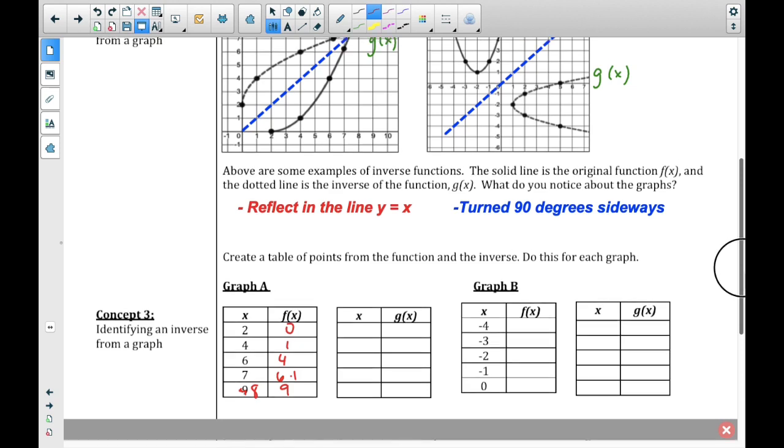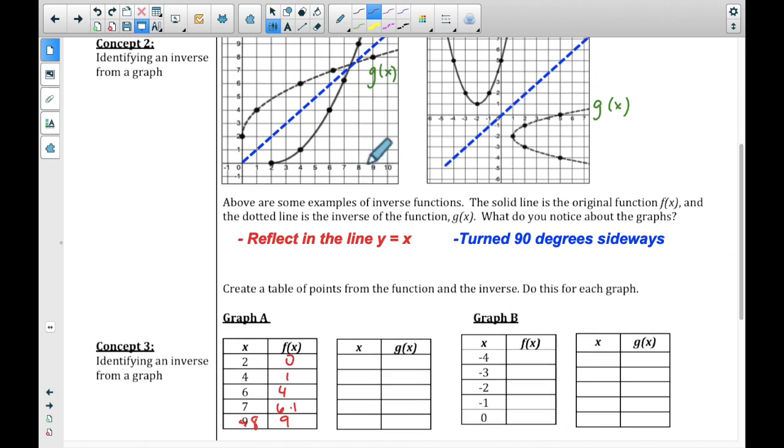Isn't that where it goes through? I think I was reading that backwards, but it goes through the point (8, 9). Yeah, so change that to an 8 and then a 9 here. On the 7, I estimated that approximately 6.1.